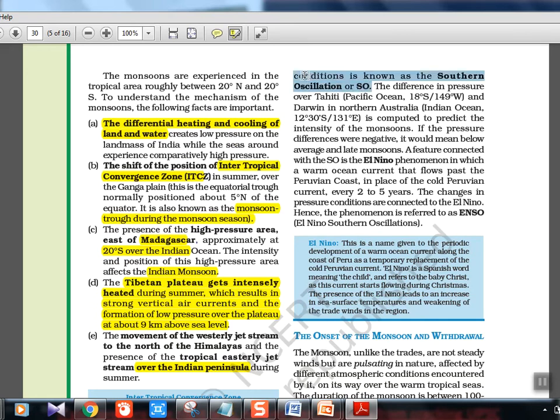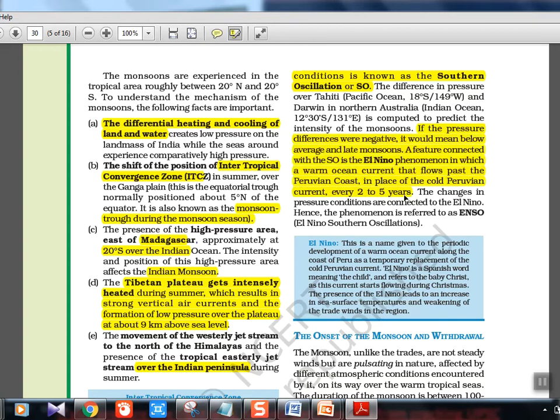So I told you normally it is some way, or in some years it will become a different way. That is, the pressure changes. That seasonal or yearly change is called southern oscillation because it's oscillating. So that basic thing you know. Now these values and all you don't need to know. Then if the pressure differences were negative, it would mean average and late monsoon. A feature connected with the SO is the El Nino phenomenon, in which a warm ocean current flows past the Peruvian coast in place of the cold Peruvian coast current every 2 to 5 years.